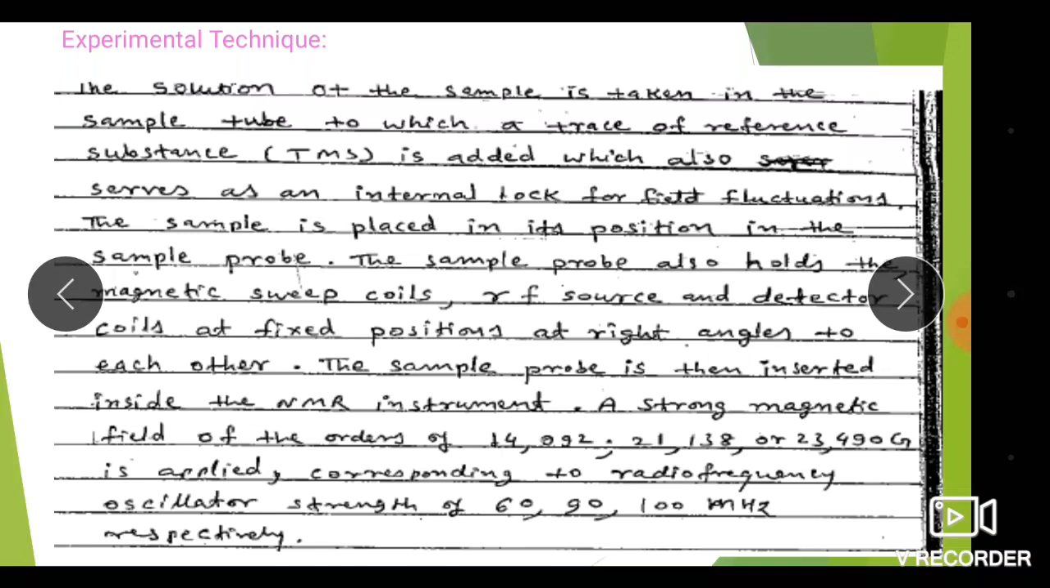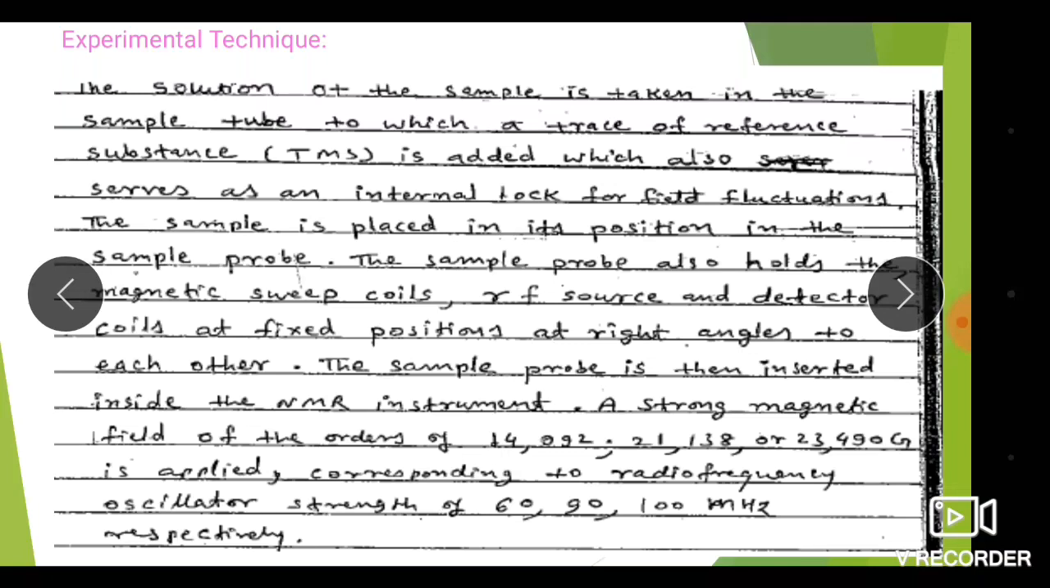The solution of the sample is taken in the sample tube, to which a trace of reference substance is added, which also serves as an internal lock for the field fluctuations. The sample is placed in its position in the sample probe. The sample probe also holds the magnetic sweep coils, the RF source, and the detector coils. All these are wound over the sample at fixed positions at right angles to each other, as well as at 90 degrees to the sample holder. The sample probe is then inserted inside the NMR instrument.